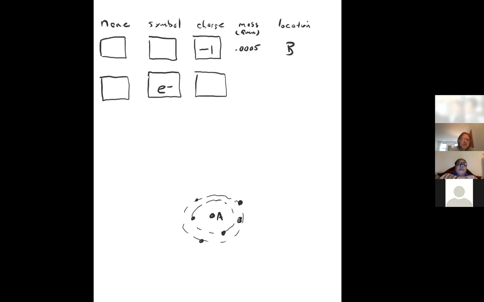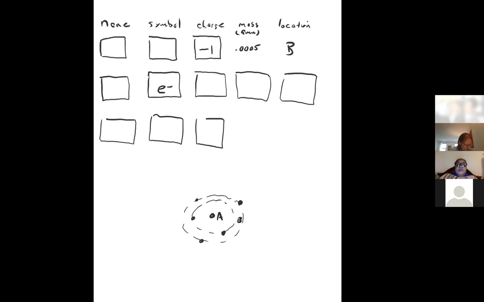Same thing here. You have to figure that out. Here they only give you one piece of information. And then for the last one, they tell you the charge is 0, and then they give you the mass. So again, they're giving you some information for each of these, and then you have to figure everything else out.